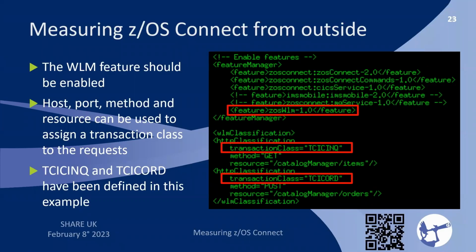So first of all, the workload manager feature should be enabled. Then you have to specify the host, the port, the method, and the resource that can be used to assign a specific transaction to this kind of request. In this example, there are two classes defined, tkick enqueue and tkick ord, and you see the definition. So this is the transaction class tkick enqueue in the middle of the page, and soon after that there are the orders. So we have identified the two different types of, let's say, request objects.